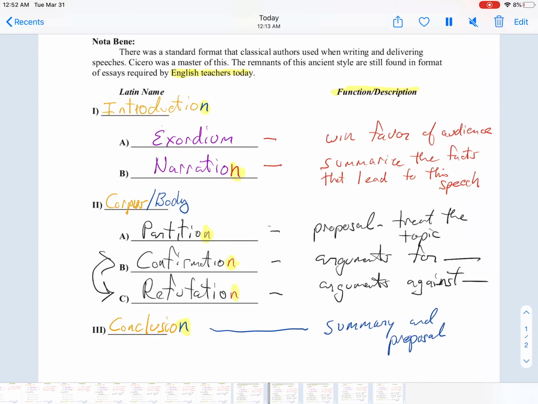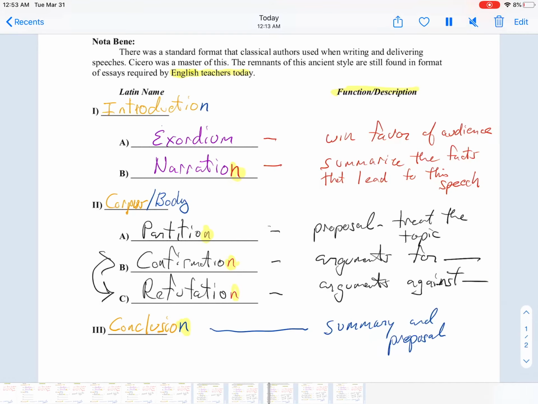If we look at it, we can summarize what we have. We have an introduction, introductio. It's divided into two parts, an exordium and a narratio. You win the favor of the audience with the exordium. You summarize your facts in the narration or the narratio. In the body, we're going to make a proposal about how we're going to treat the material. It's called the partitio. And then we're going to have a confirmatio and refutatio, in some order. Confirmatios are arguments for your thing. Refutatio are arguments against. We're going to end with a summary and proposal of what should be done.